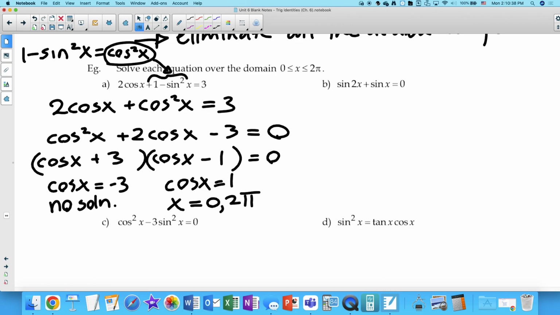Second question. So where could we use a trig identity here?